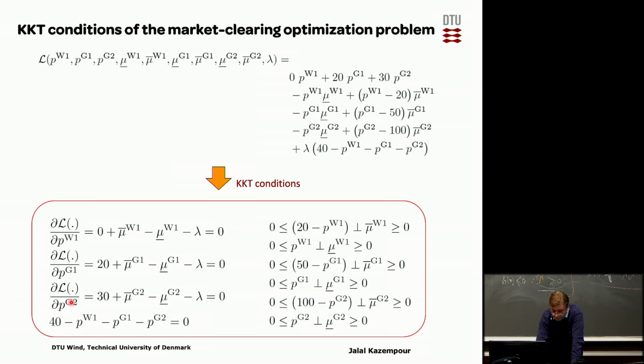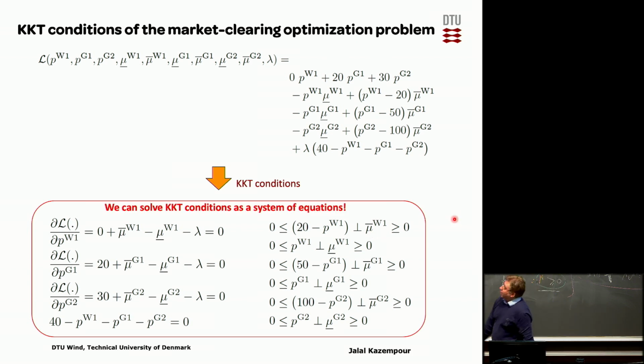Very good. The fourth one is our original equality constraint. Then we have 6 inequalities, so we have 6 complementary conditions. For example, we say that mu bar times 20 minus Pw1 is equal to 0. At the same time, we say 20 minus Pw1 is greater than or equal to 0. And also at the same time, we say mu bar is greater than or equal to 0. Is it clear? You can check it also later.